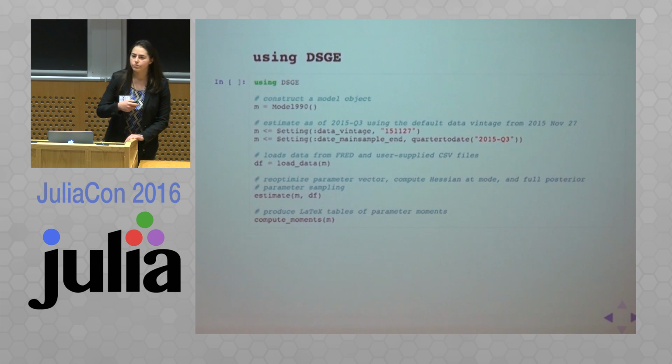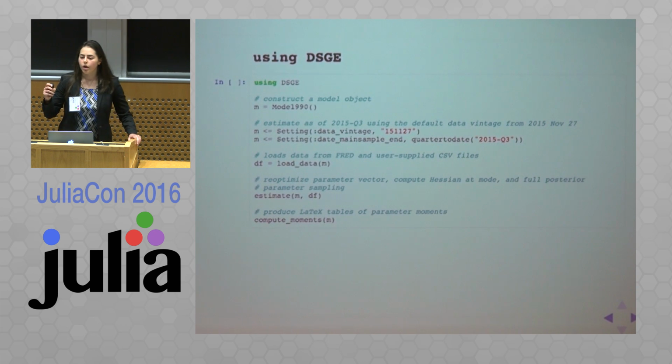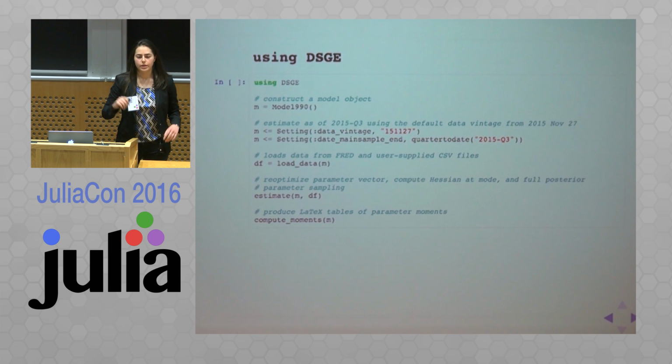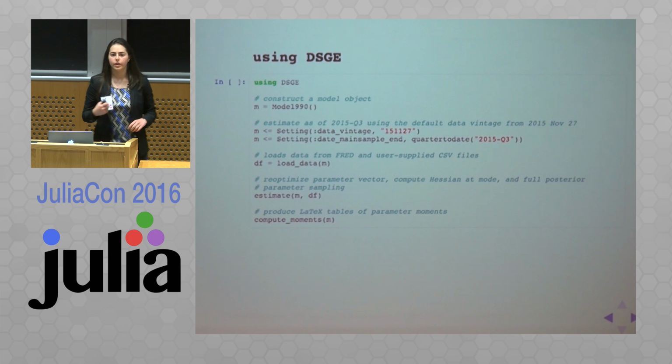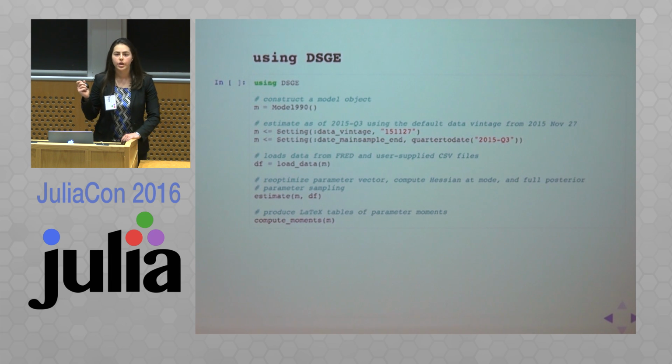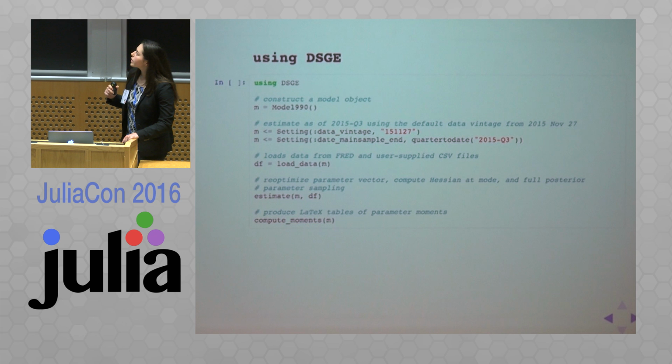First, using DSGE, and then most of the user work comes in implementing the model object. So the second line, m equals model 990, means I'm constructing an instance of model 990, which is the sort of example model that we've provided in the package. This is the part where, if you were a user of DSGE.jl, you would define your own model type and instantiate it here.